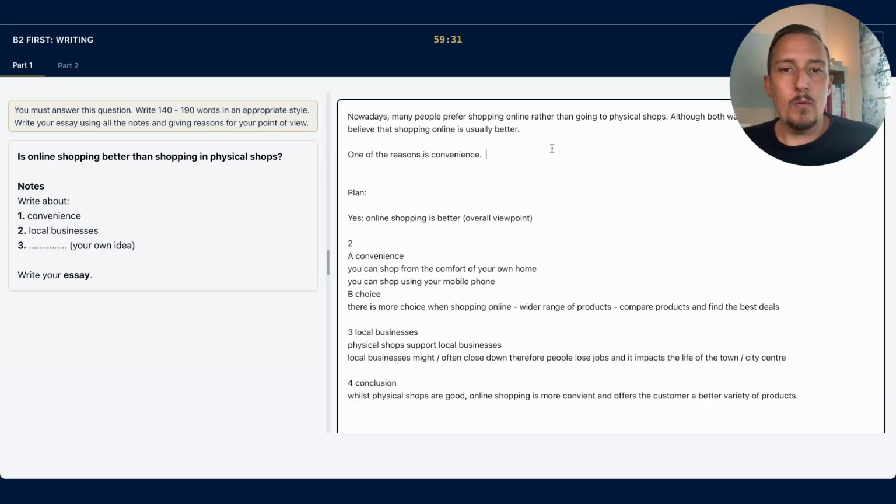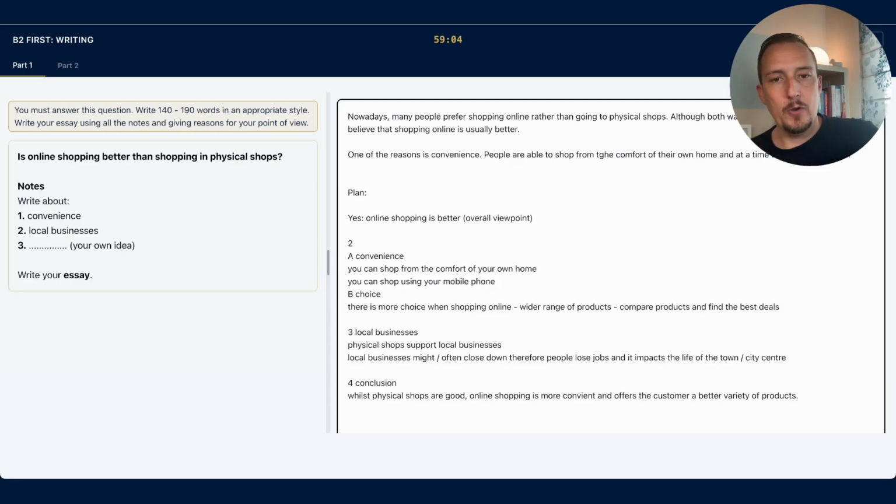Now, what points do we make? So you can shop from the comfort of your own home. That's a good one to bring in. So people are able to shop from the comfort of their own home and at a time that is best for them. That's a really nice way to introduce this, because you're saying about the comfort of their own home and the fact that it's at a time best for them, right? So you can shop at 10 o'clock at night or 6 o'clock in the morning, typically when shops aren't open. So that's the point we'll make there.